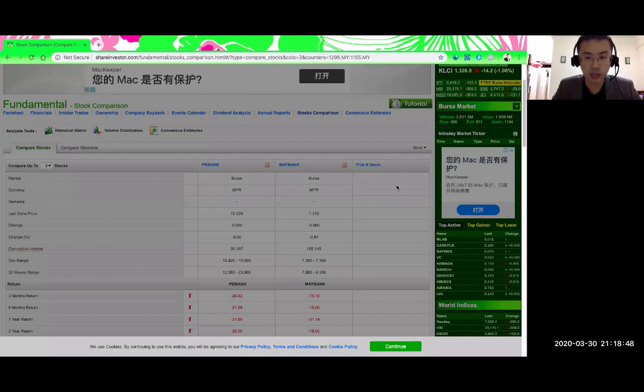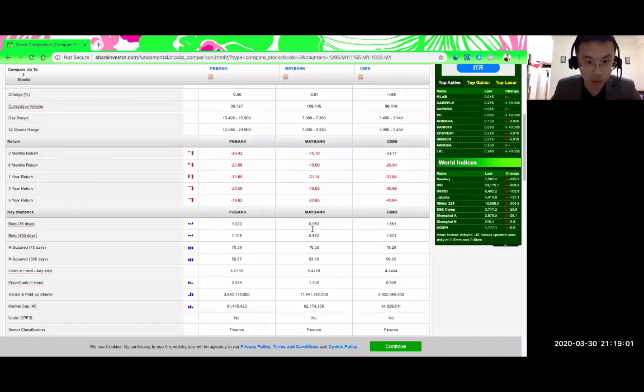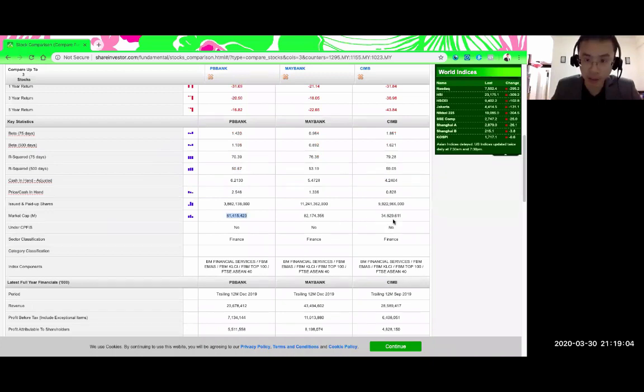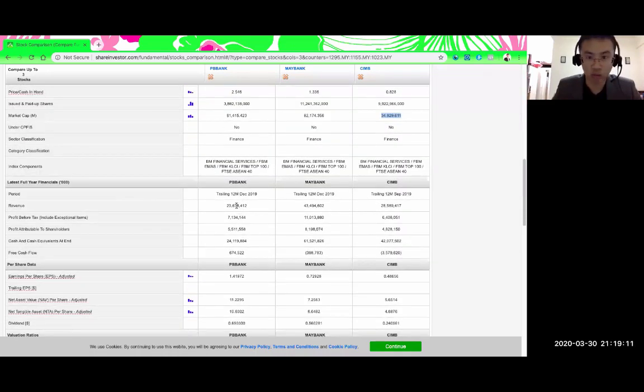Okay, from March, total return, how many percent return, key statistics, beta rate and so on. In terms of market cap, Public Bank is 61 billion, Maybank is 82 billion, CIMB is 34 billion. So revenue, you know that Public Bank is 20 billion, Maybank is 43 billion and CIMB is 28 billion.